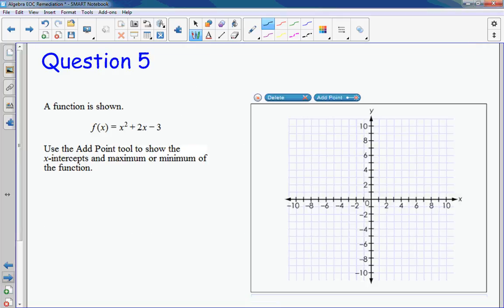Question 5. We're going to learn how to use your calculator on your screen, the calculator that is given to you for this test. The function is shown, f of x equals x squared plus 2x minus 3. Use the add point tool to show the x-intercepts and the max or min of the function. We know what x-intercepts are, so we want to know when this crosses the x-axis. If we could see it on a graph, we could go ahead and plot it onto the answer key. So go ahead and get your calculator.